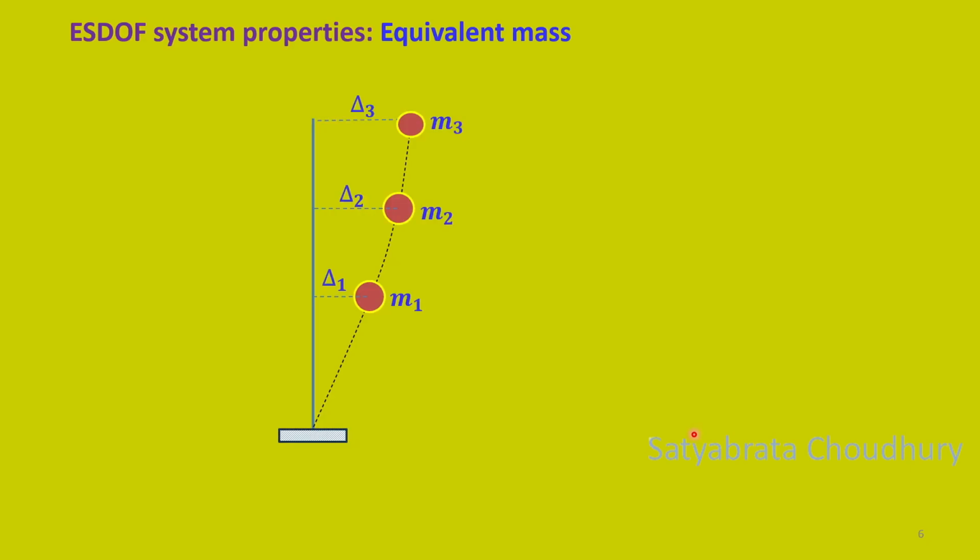So let us find out what the equivalent mass is. We have considered a multiple degree of freedom system. We have taken a stick model, actually, having a single column here with masses at different heights. We have the masses M1, M2 and M3, and the lateral displacements of the masses from the original static position are delta 1, delta 2, delta 3. These are the drifts at those stories.